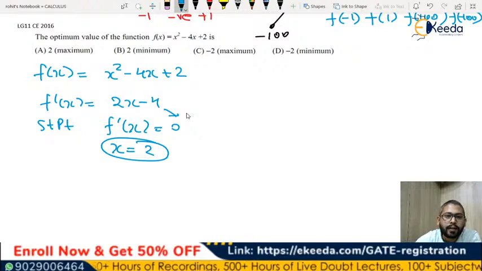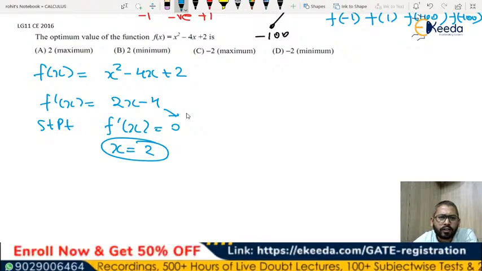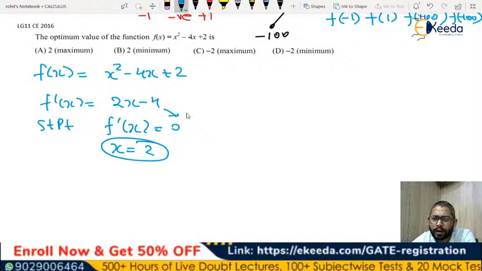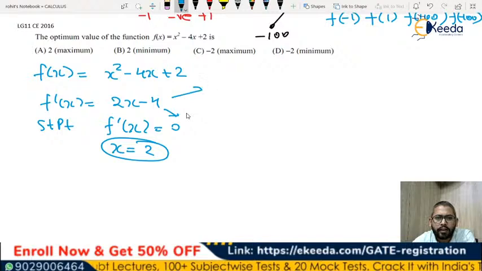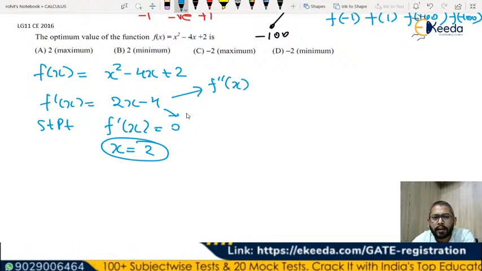And the endpoints are how much? Endpoints are not given, but there is only one extrema here. So what is the double derivative? From here you can see, the double derivative is how much?